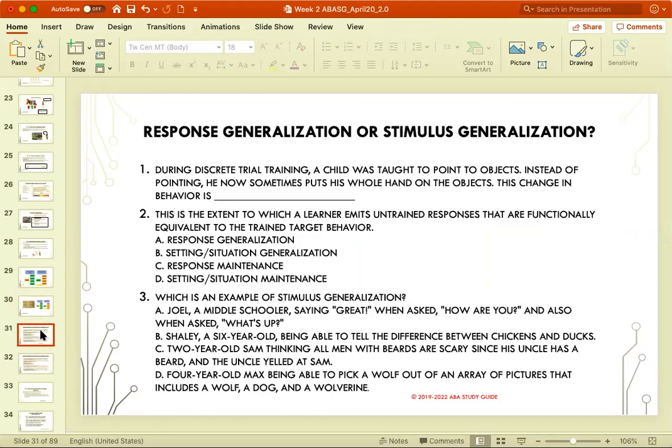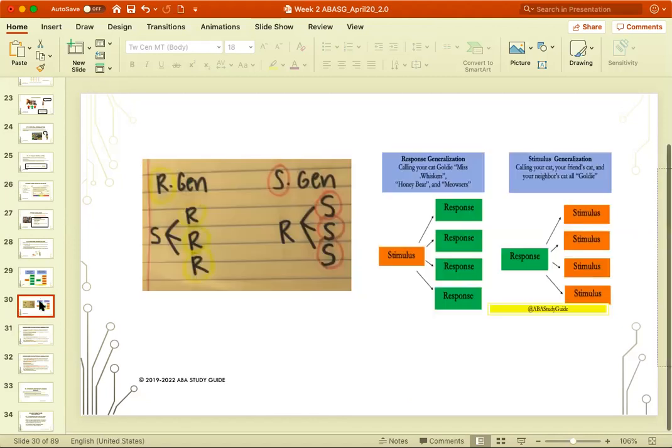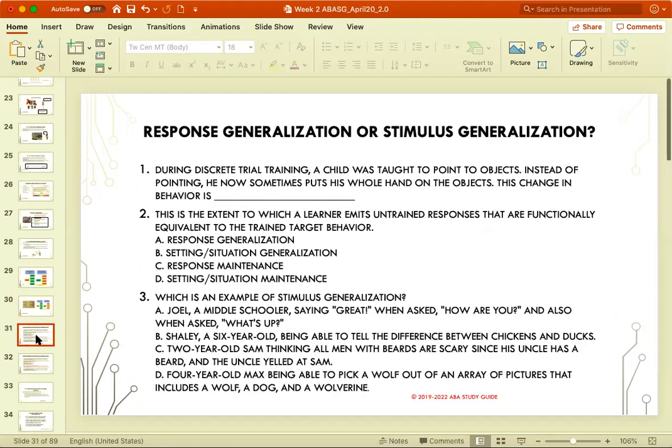Okay, so let's practice these. I would recommend that you draw this on a little piece of scrap paper or something like that, and then practice inserting these questions.